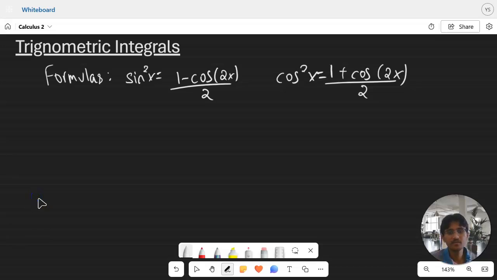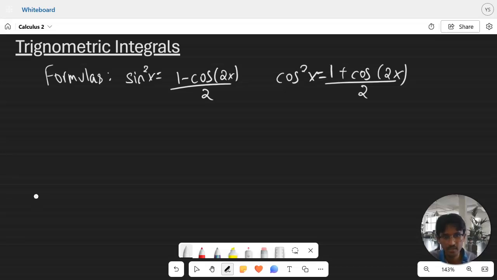Hi guys, let's talk about trigonometric integrals today. Some formulas that you need to remember when talking about trigonometric integrals are these two formulas. One is sine square x equals (1 minus cosine of 2x) divided by 2, and the other one is cosine square of x equals (1 plus cosine of 2x) divided by 2.